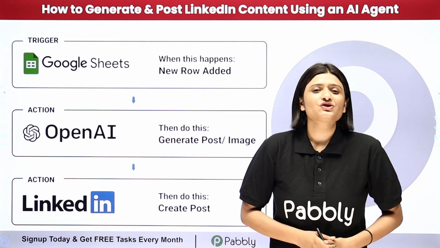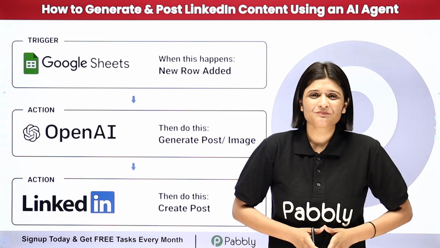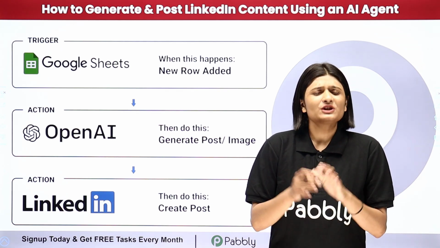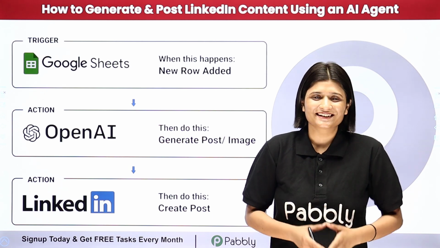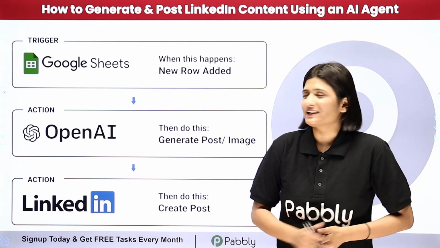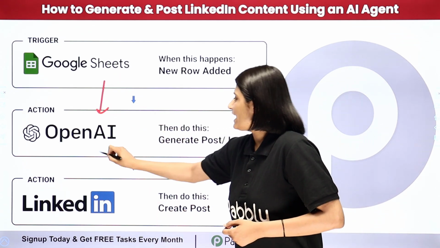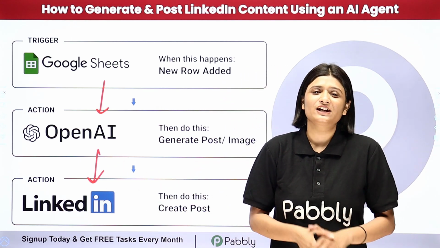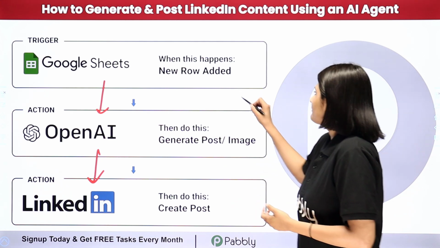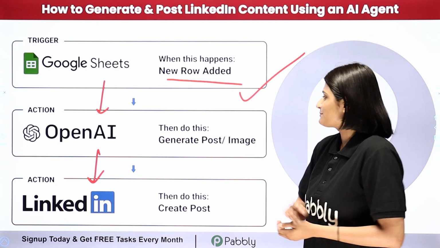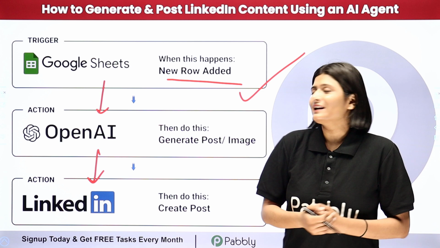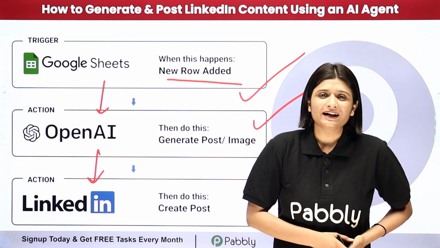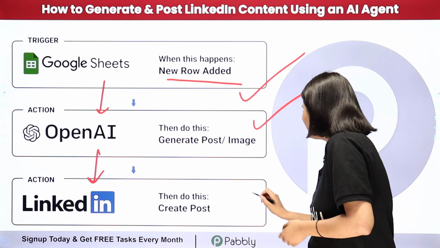And to do this automation, I'm going to use Pabbly Connect. So Pabbly Connect is an amazing automation and integration software which requires no coding or programming skills. Here I just need to build connection between Google Sheets, OpenAI and LinkedIn. With the help of Pabbly Connect, I'm going to build this connection in such a way that whenever I'm going to add a new row in my Google Sheets spreadsheet, the post will be automatically generated with the help of OpenAI, and then this post will be automatically created and then be posted on my LinkedIn.